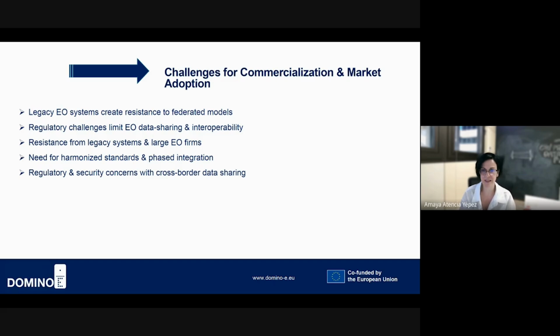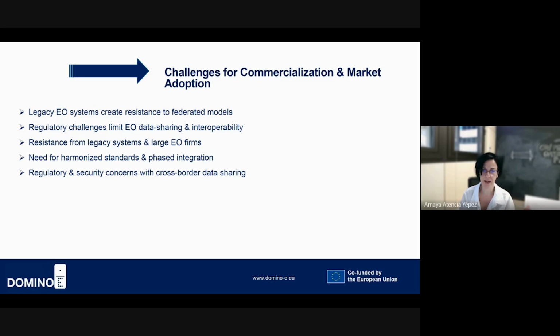This represents resistance from these systems, but also from the large EO industry, the large EO providers, because currently they have an important position in the market. So it has to be very clear that this federation constitutes a profitability increase for them and a number of new opportunities for them to adopt this federation.